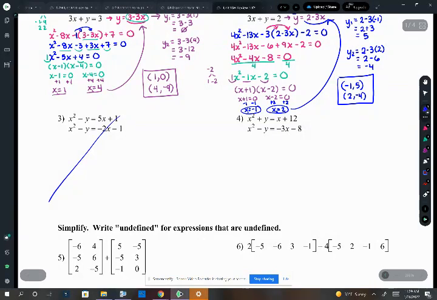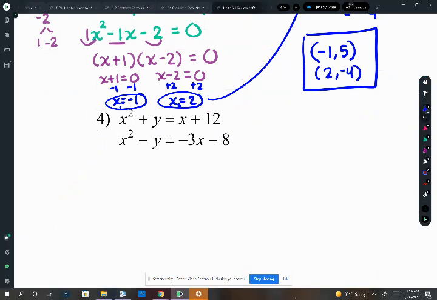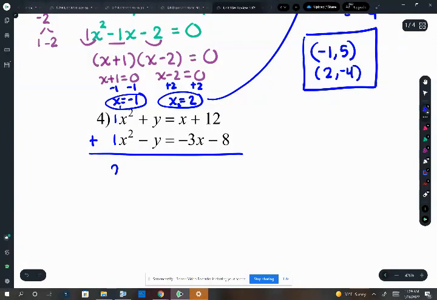Let's go to 4. If I was doing number 4, remember that because I've got x squareds lined up, y's lined up, the x lined up and the constant lined up, I could just combine these two by either adding or subtracting, which is the elimination method. So because it's a positive y and a negative y, I can just add them together. So I'm going 1 plus 1, which is 2, x squared. And then this is 1 plus -1, which makes that go away. 1 plus -3 is -2x. And 12 plus -8 is +4.